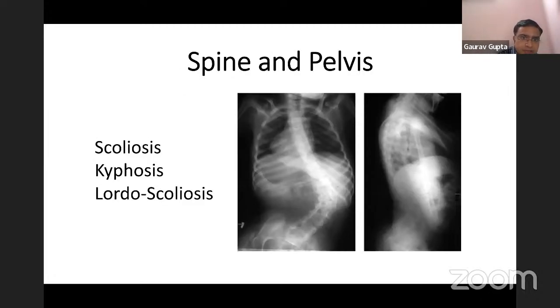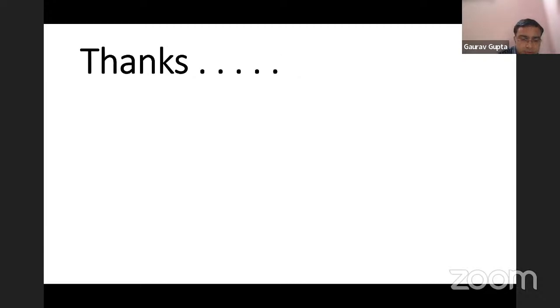In the spine, we should assess for scoliosis, kyphosis, and lordoscoliosis. So this is in brief the static physical examination which we do. Obviously, we need gait assessment. Then we should objectify our findings with X-rays or CT scans, 3D gait analysis, and then plan our treatment.